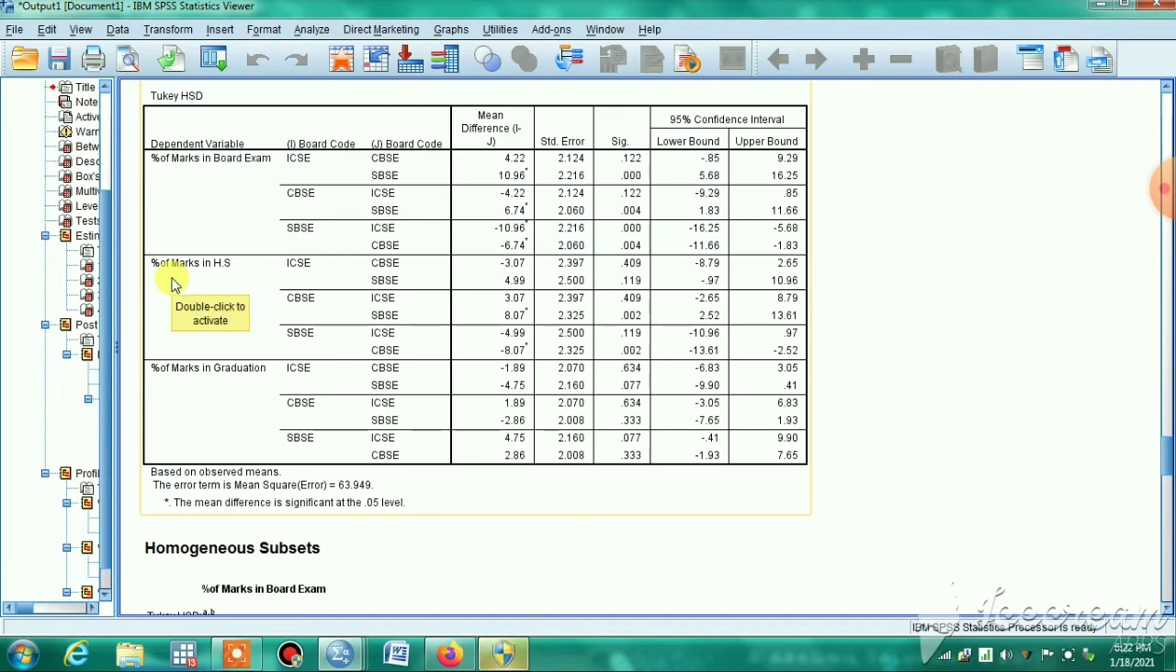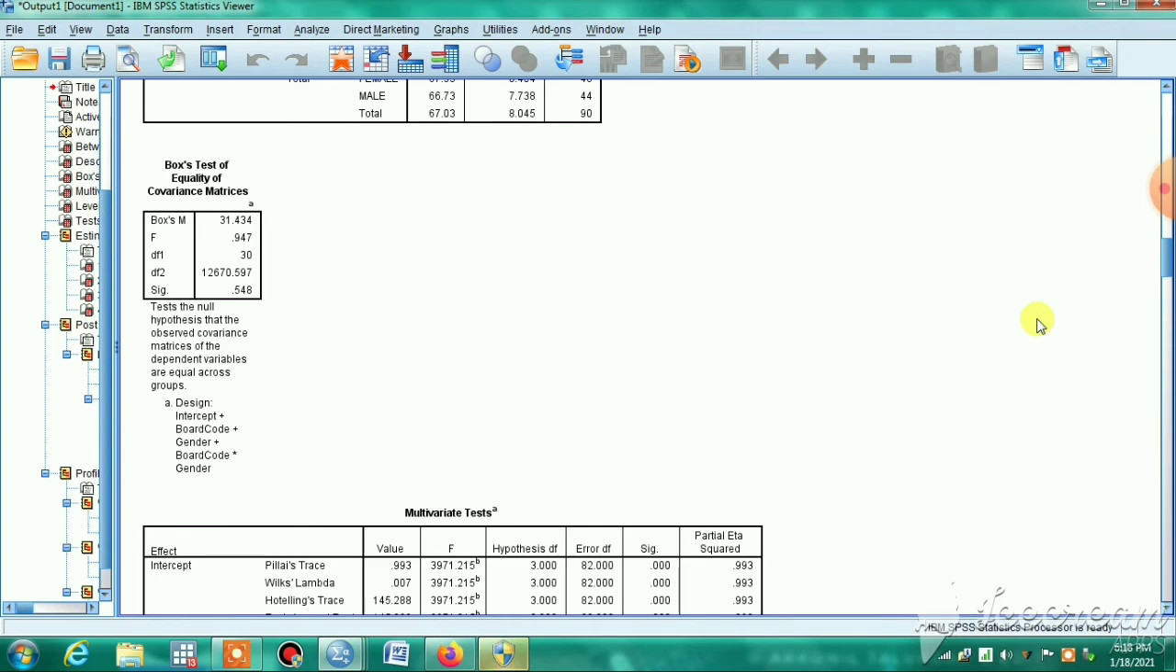Similarly, for percentage of marks in HS, ICSE and CBSE, the difference is not significant. ICSE and SBSE difference is not significant. CBSE and ICSE not significant, but CBSE and SBSE is significant. So in this way, the differences in HS marks are not significant due to differences between ICSE board or CBSE board and ICSE or SB.